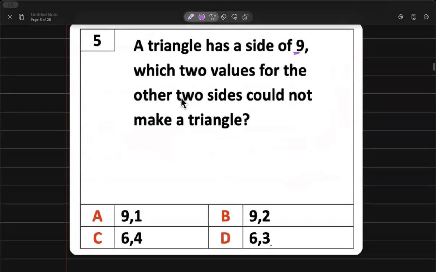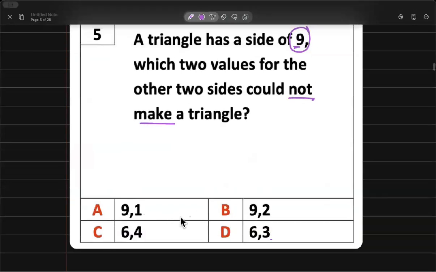Question 5. A triangle has a side of 9. Which two values of the other two sides could not make a triangle? You know that for any triangle, the sum of lengths of any two sides is greater than the third. So in this question, we want to not make a triangle, so we search for two numbers whose sum is less than 9 or equal to 9. So we have 9 plus 1, this is 10, greater than 9. 9 plus 2 is also greater than 9. 6 plus 4 is greater than 9, but we have 6 and 3, their sum equals 9, so the answer is D.